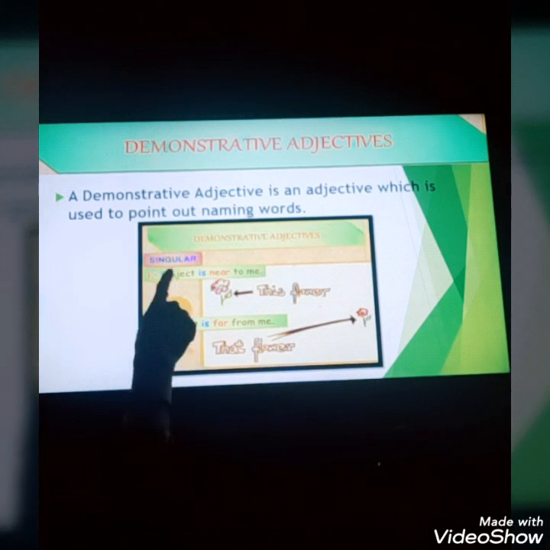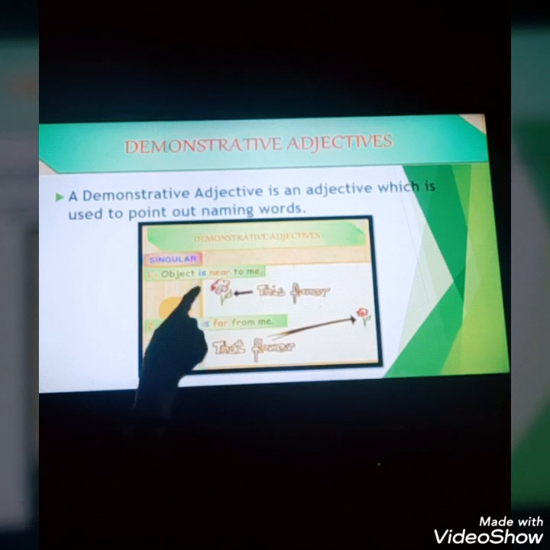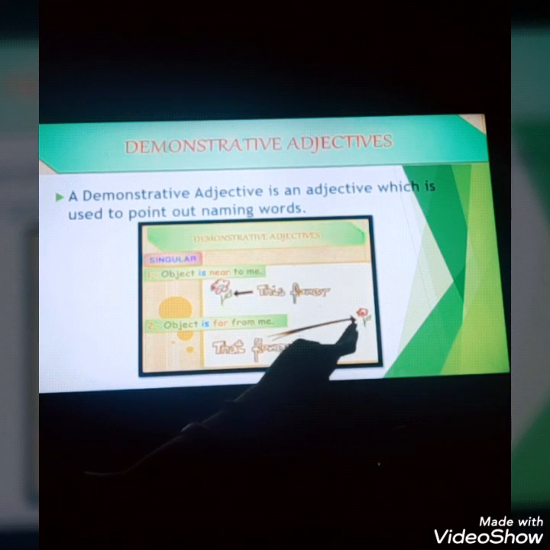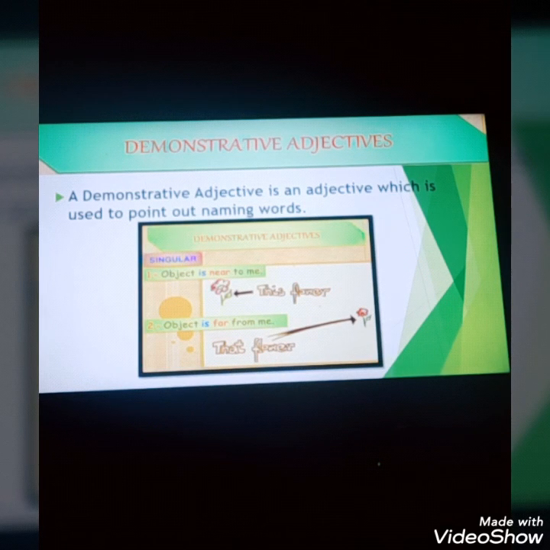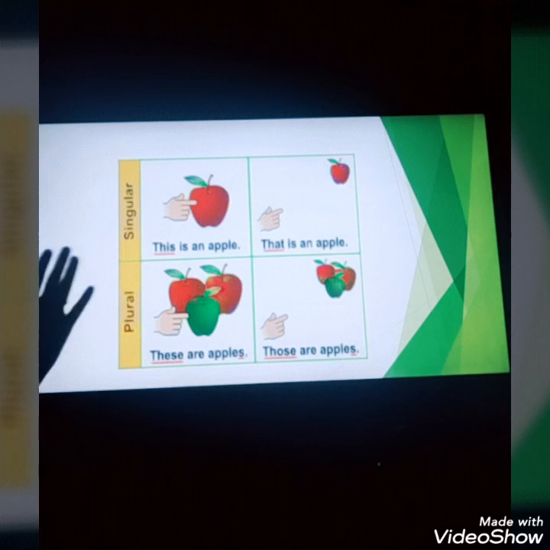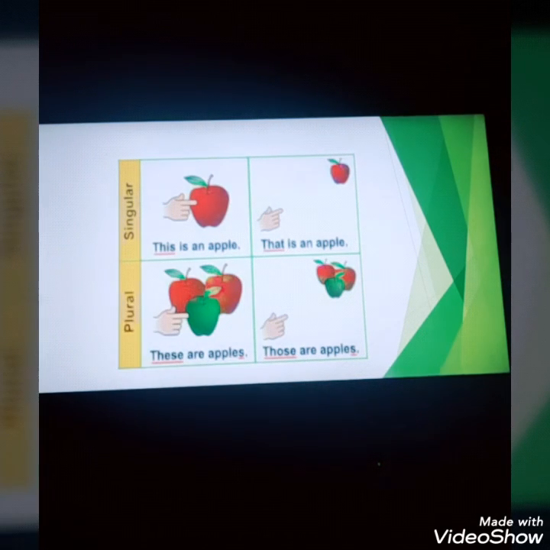For example, this flower. This object is near to me. So we are pointing it out as this flower. And if the flower is far away from you, you will use that flower. Let us take some more examples. In singular form, singular means one, plural means more than one.